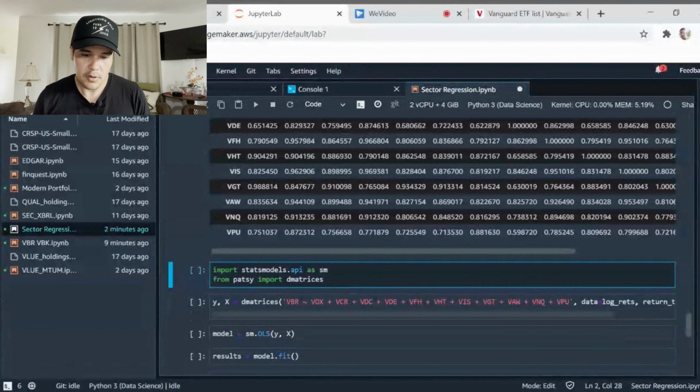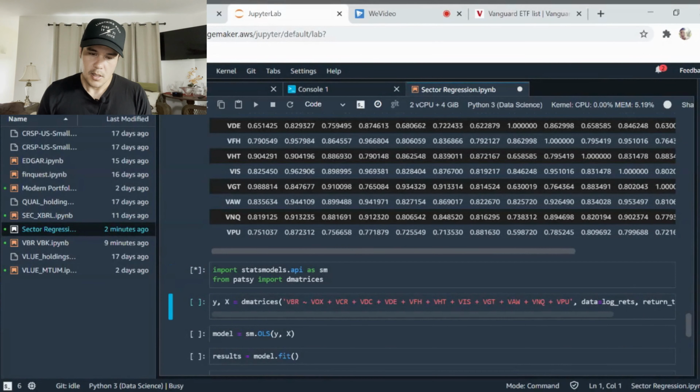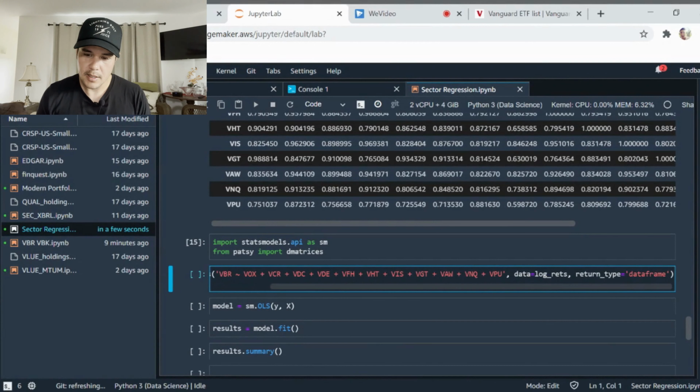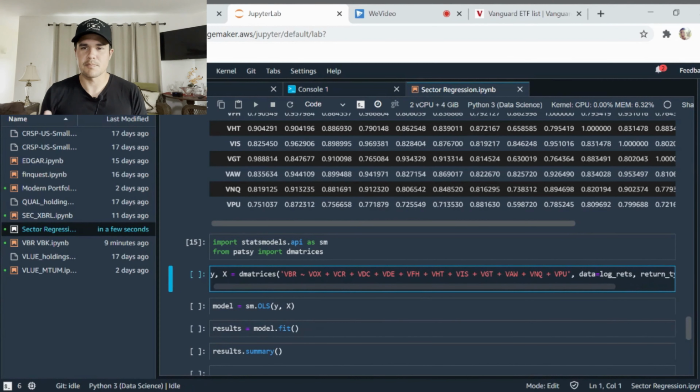All right, now let's import our statsmodels to do a regression. So statsmodels.api. Patsy is going to help us utilize a better way of formatting this data. Essentially, it's similar to using the same formatting as R, the programming language R.